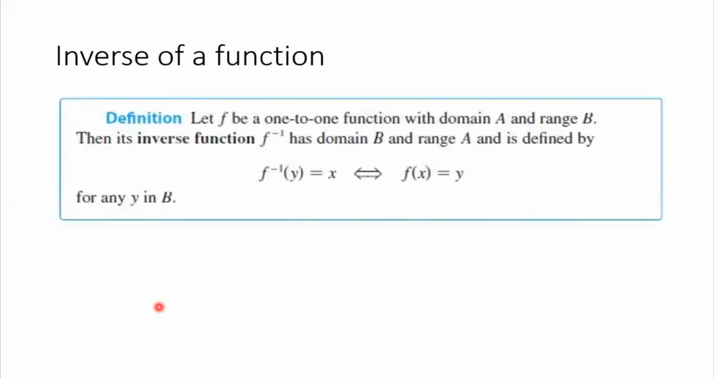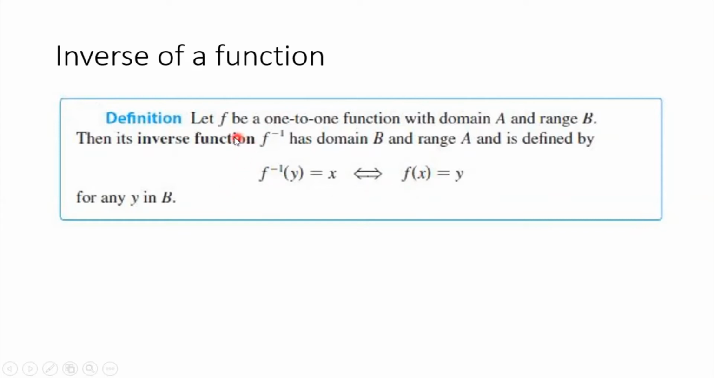Let's start with the definition of the inverse of a function. Let f be a one-to-one function with domain A and range B. Then its inverse function, denoted by f inverse, has domain B and range A and is defined by this equation: f inverse of y is equal to x if and only if f of x is equal to y, for any y in B.